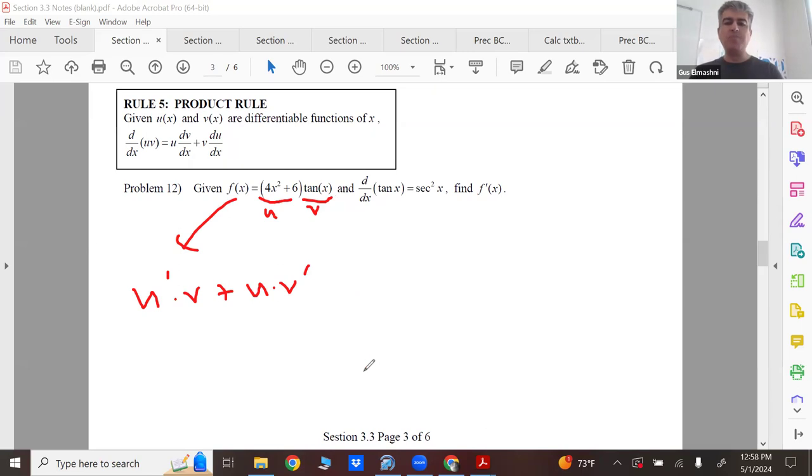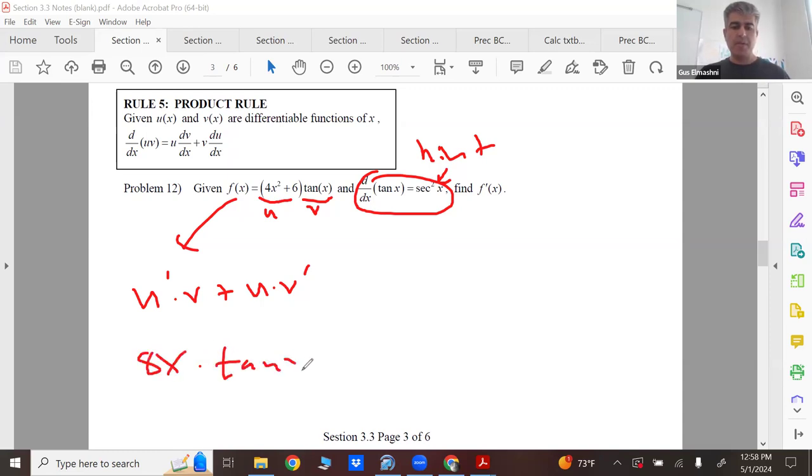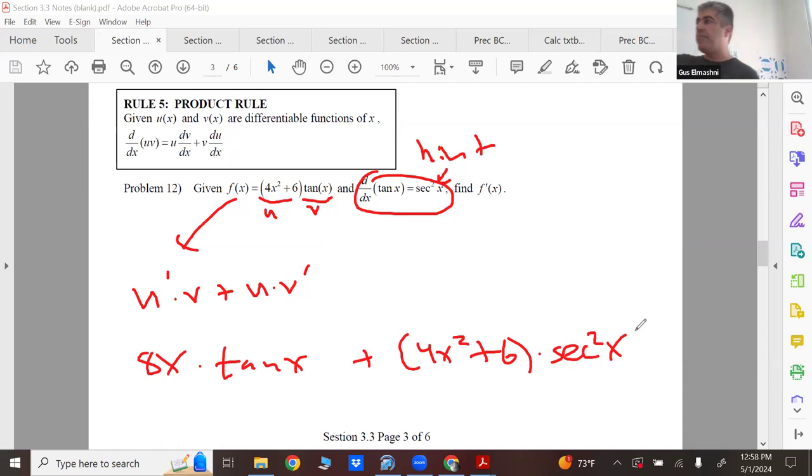Oh, wait, sorry. This is a hint. That's what I meant to say. Okay, 4x squared plus 6. What's the derivative of that? 8x. Mm-hmm. Just 8x, yeah. Times tan x. Plus 4x squared plus 6 in parentheses, be incredibly OCD with your parentheses. And you're told what derivative of tan x is, secant squared x. You're told that. By the way, we are going to derive that later on. We'll get there.